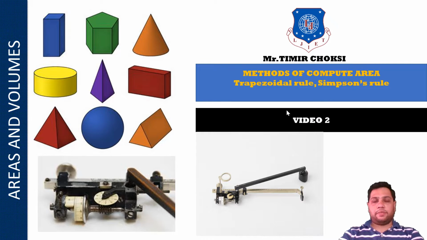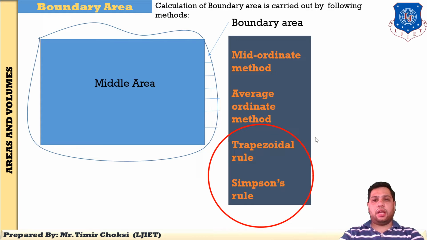In this session, I have explained how to find the boundary area from the trapezoidal rule as well as the Simpson rule. In a previous session, I explained how to find the boundary area from mid ordinate and average ordinate. But in this particular session, I explain the calculation of the boundary area using these two methods: one is the trapezoidal rule, as well as the Simpson rule. So please give attention. These are two important methods for finding the boundary area.